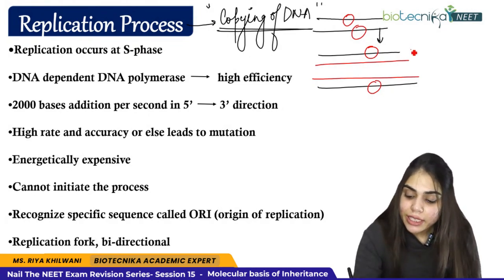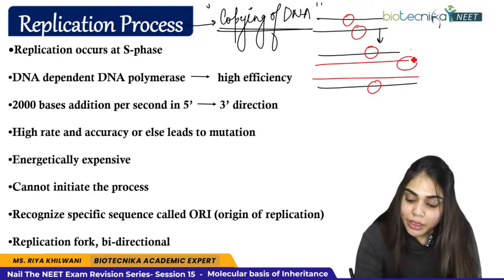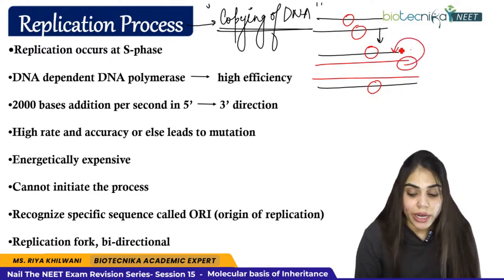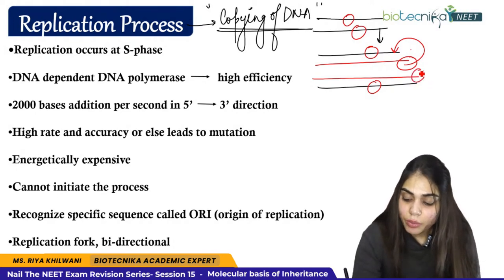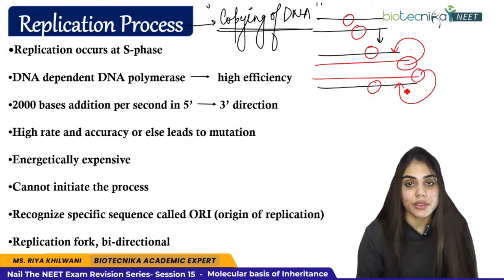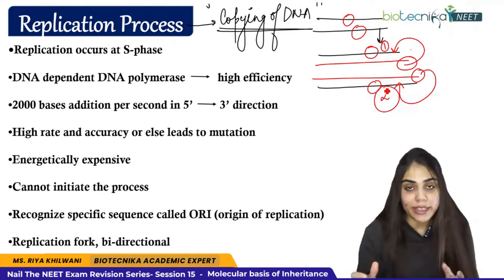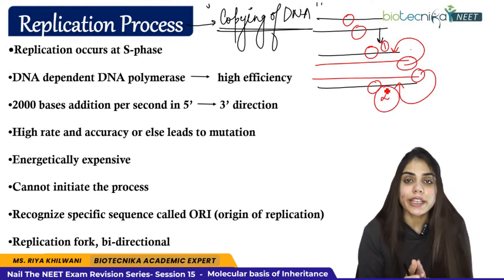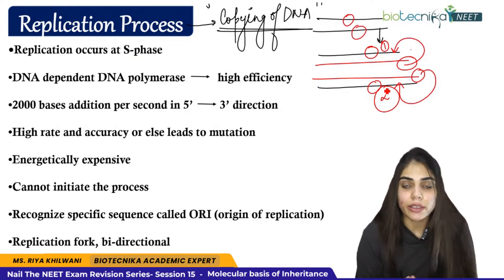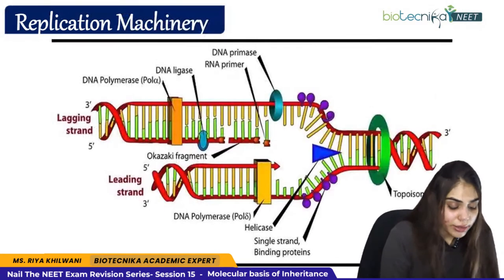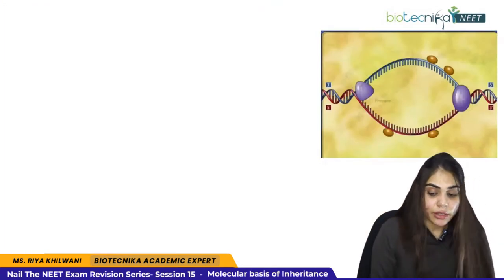What we are seeing here, this template, it is just copied by reading this parental strand. And this strand is formed by reading this parental strand. So two parental strands are there. Copying DNA strands and making a new DNA after reading the parental strand, this is what is called DNA replication. So we'll understand what DNA replication is.